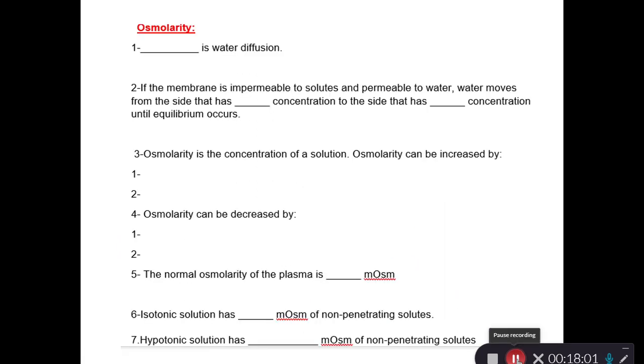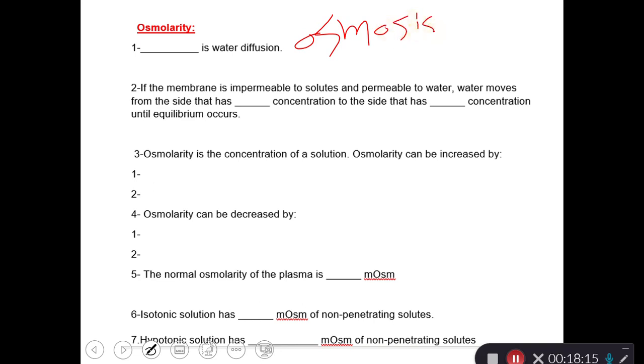Okay, now some review questions. So water diffusion is osmosis. This is what water diffusion is. We call that osmosis. If the membrane is not permeable to solutes, so the solutes are non-penetrating, but water can go through the membrane, then water moves from what side to what side? Always water moves after the salt. So it's gonna go from the side that has lower concentration to the side of higher concentration until the concentration is equal on both sides of the membrane.